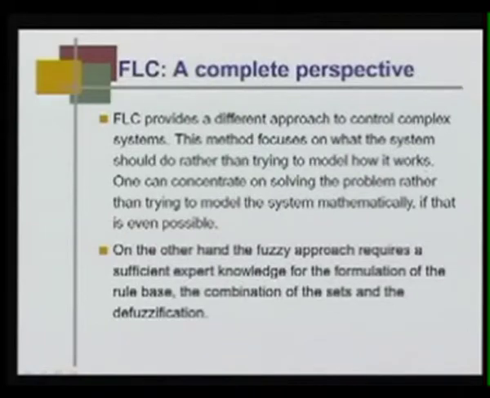On the other hand, the fuzzy approach requires sufficient expert knowledge for the formulation of the rule base, the combination of the sets and defuzzification.